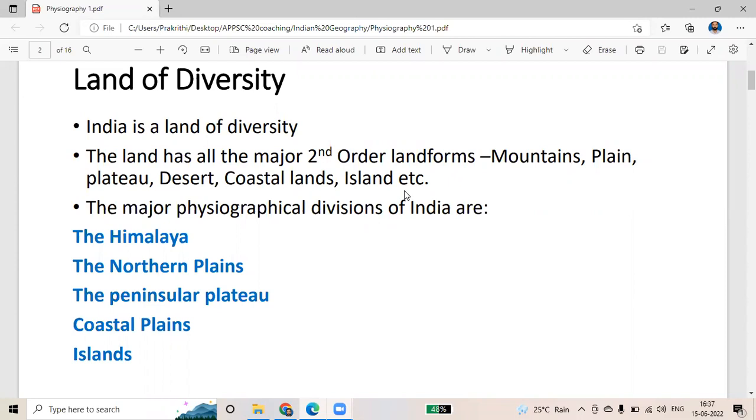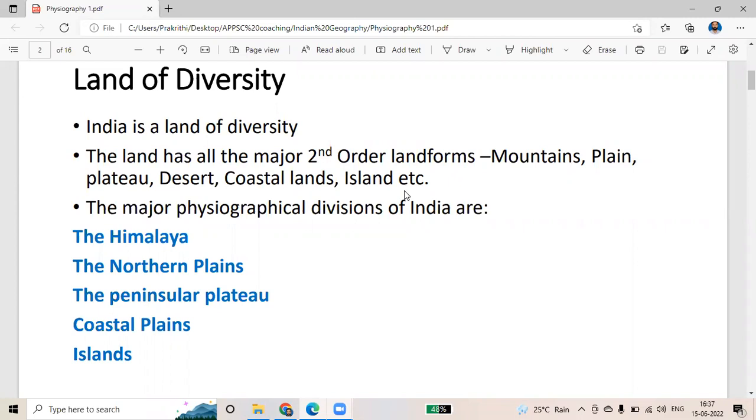Then on the western and eastern sides of this peninsula, we have the coastal plain areas. And we can add these coastal plains and islands together because most of them show the same characteristics. But if we take it in another sense, we can say that another physiographical division of India is the islands.